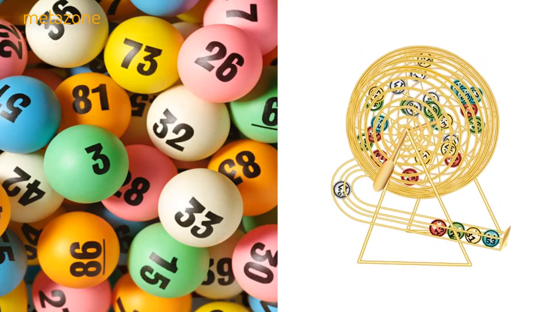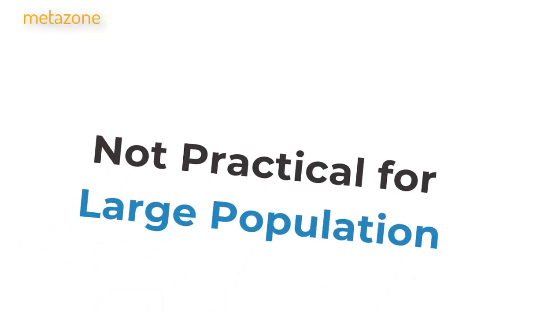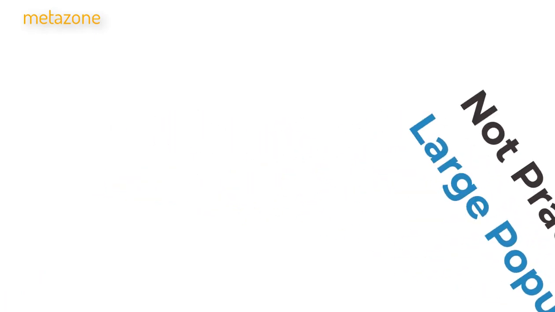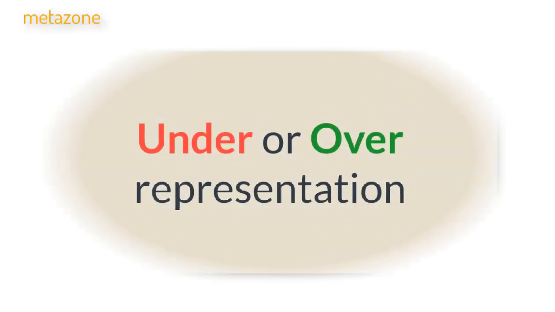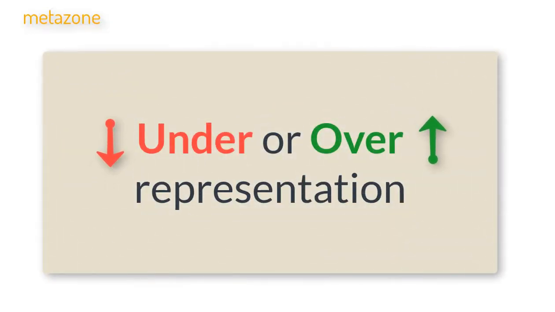Disadvantages of simple random sampling. Not practical for large populations. For very large populations, creating a complete list and assigning numbers to each member can be time-consuming and resource-intensive. Potential for underrepresentation or overrepresentation.